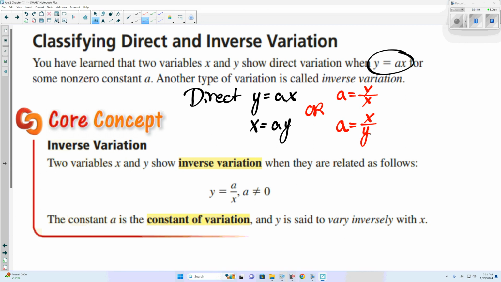Now, one of the things that's interesting with direct variation is that they go in the same direction. As x increases, y will increase. As x decreases, y will decrease. They're either both going up or both going down.